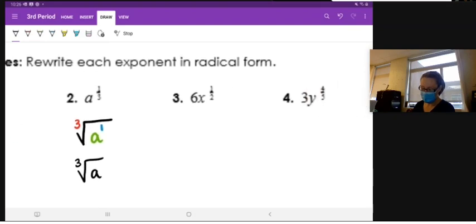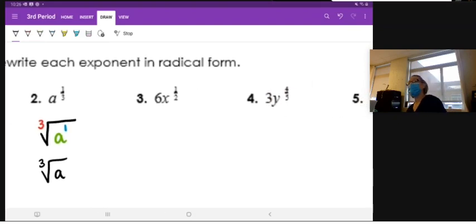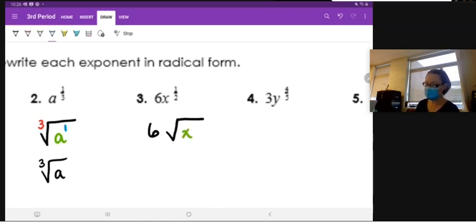Number 3 is trying to trick you. In number 3, we have to pay very close attention to what the base is. So we do have a fraction exponent, x to the 1/2. The base of the 1/2 is just x. The 6 is not part of the base. So when we go to rewrite this, we're just going to write the 6 down. Like that doesn't come along with us into the radical. The radical expression is just going to have our base x, its exponent 1, and the index 2.